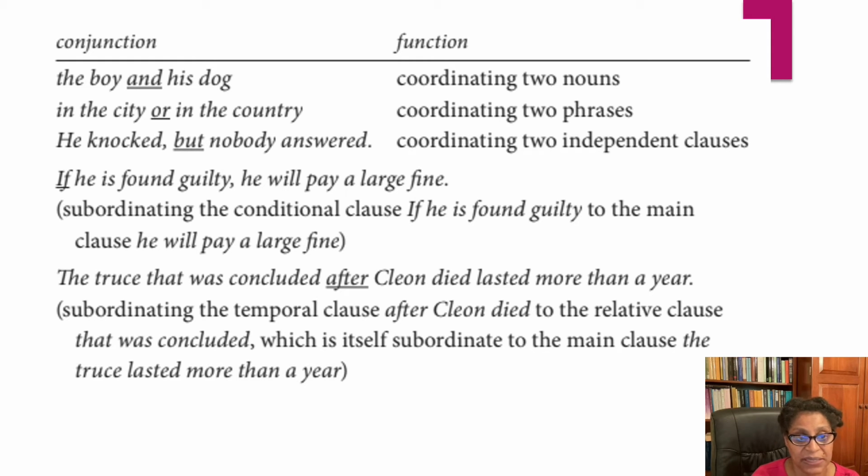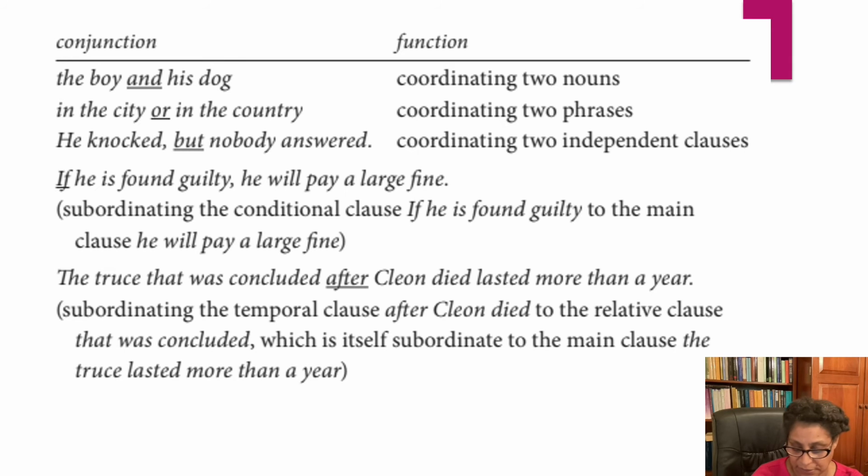"If he is found guilty, he will pay a huge fine." So we have the subordinate clause, "if...," and then the main clause, "he'll pay a large fine." "The truce that was concluded after Cleon died lasted more than 1 year." So here, "that was concluded after Cleon died" is the relative clause, and the main clause is "the truce lasted more than 1 year." So the truce was concluded and lasted more than 1 year. That was concluded after Cleon died, that's your subordinate clause. The truce lasted more than 1 year.